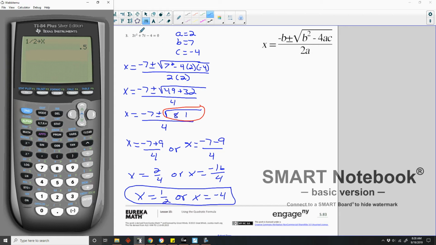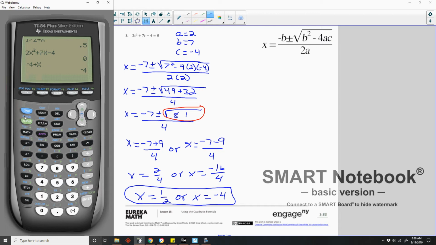All right, so anyway, my equation was 2t squared plus 7t minus 4 equals 0. Assume those t's are x's. 2x squared plus 7x minus 4. Now, if we did this right, it should equal 0. Okay, that means it checks. Now I'm going to store x as negative 4. So I'm going to say negative 4, store x, enter.